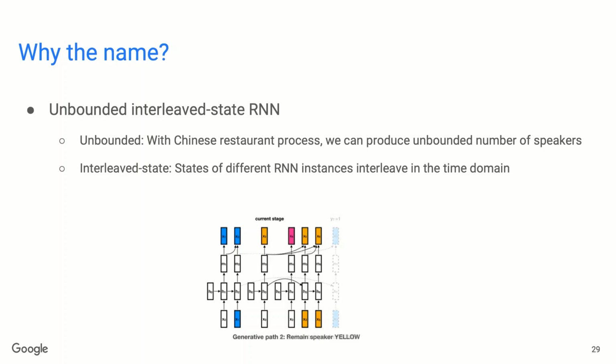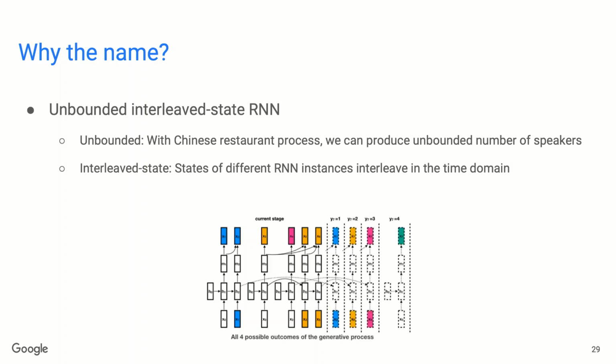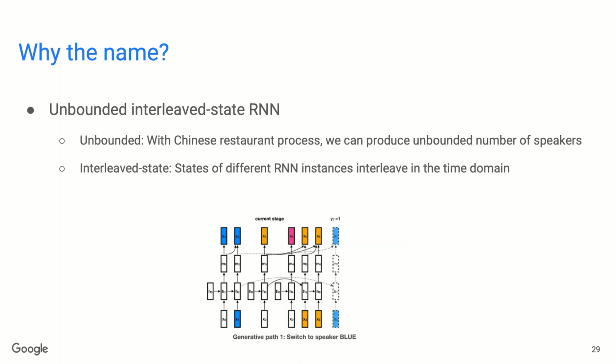Now I think you should understand why we call it UIS-RNN. The full name is Unbounded Interleaved State RNN. Unbounded means that with the Chinese restaurant process, we can produce an unbounded number of speakers. We don't need a separate model for the number of speakers. Interleaved state means that we have many RNN instances, and their states will interleave in the time domain.